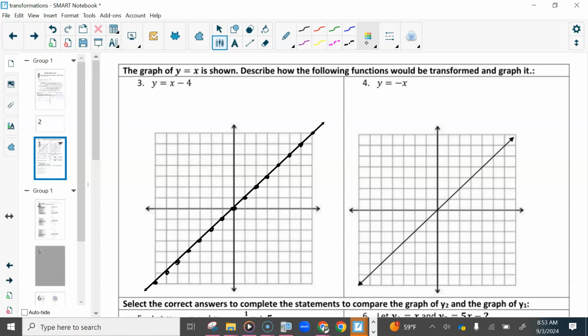Okay, so let's describe first, and then we'll come back and graph it. The original is up here. Remember, we're thinking slope of 1, y-intercept of 0 for the original. How did it change? Reflected is for slope. So you can look back if you need to see that vocabulary. The y-intercept is what? Shifted down 4. There we go.